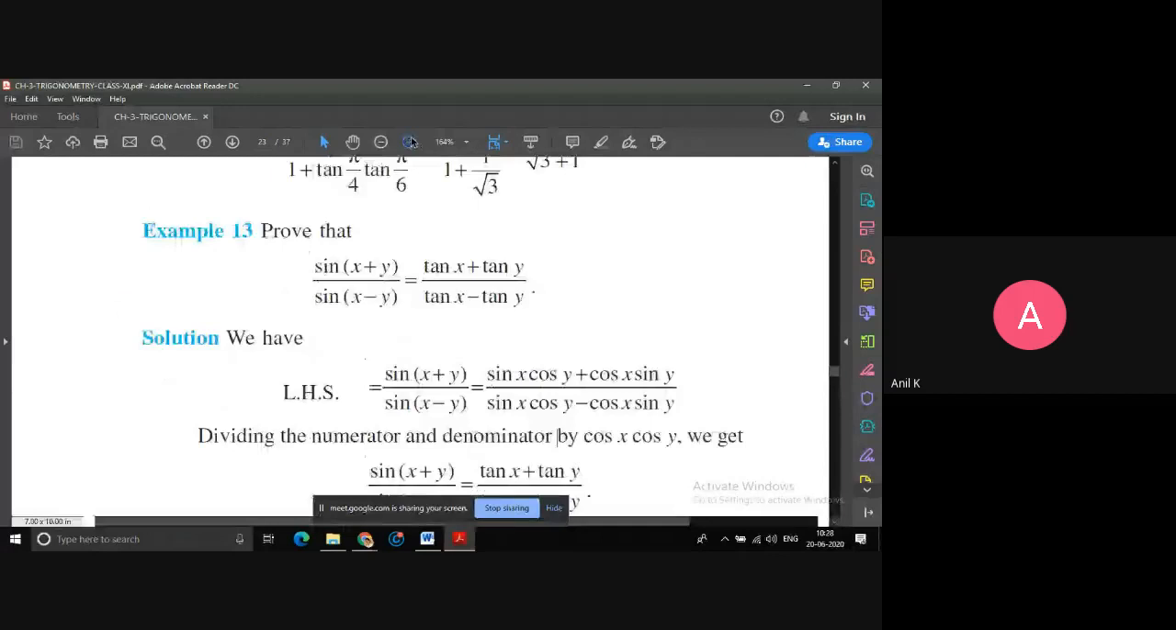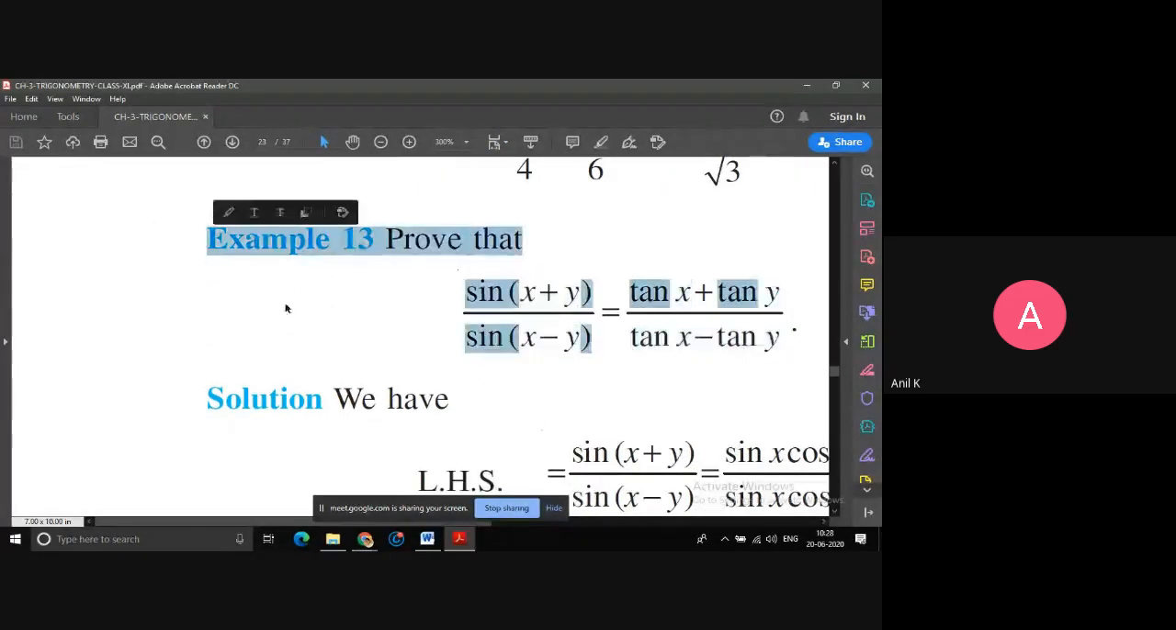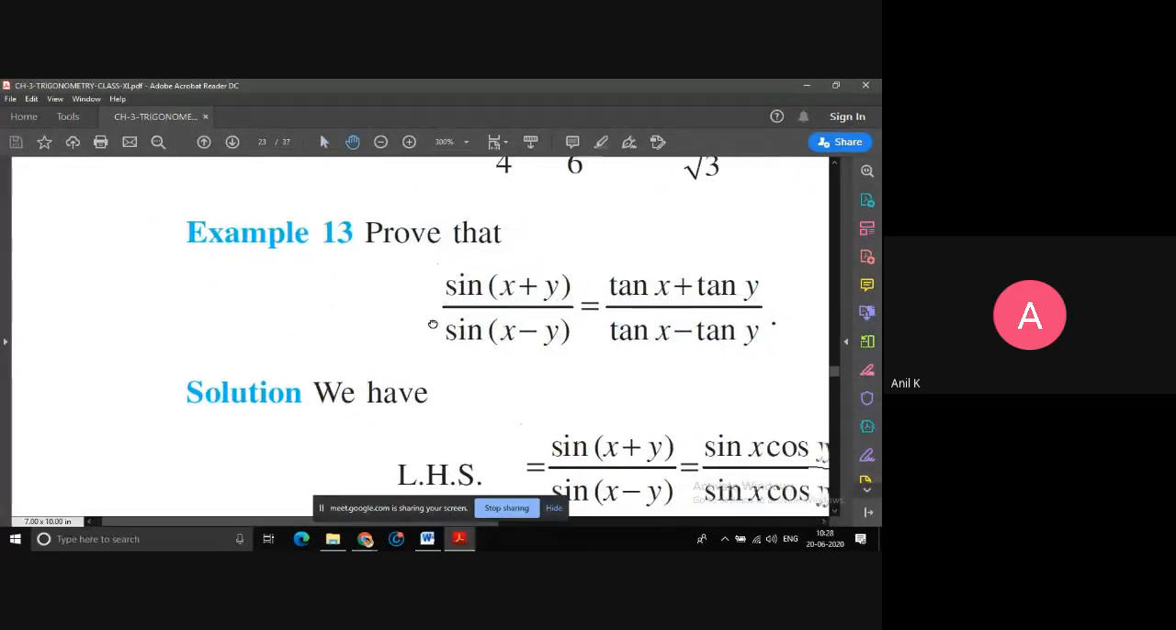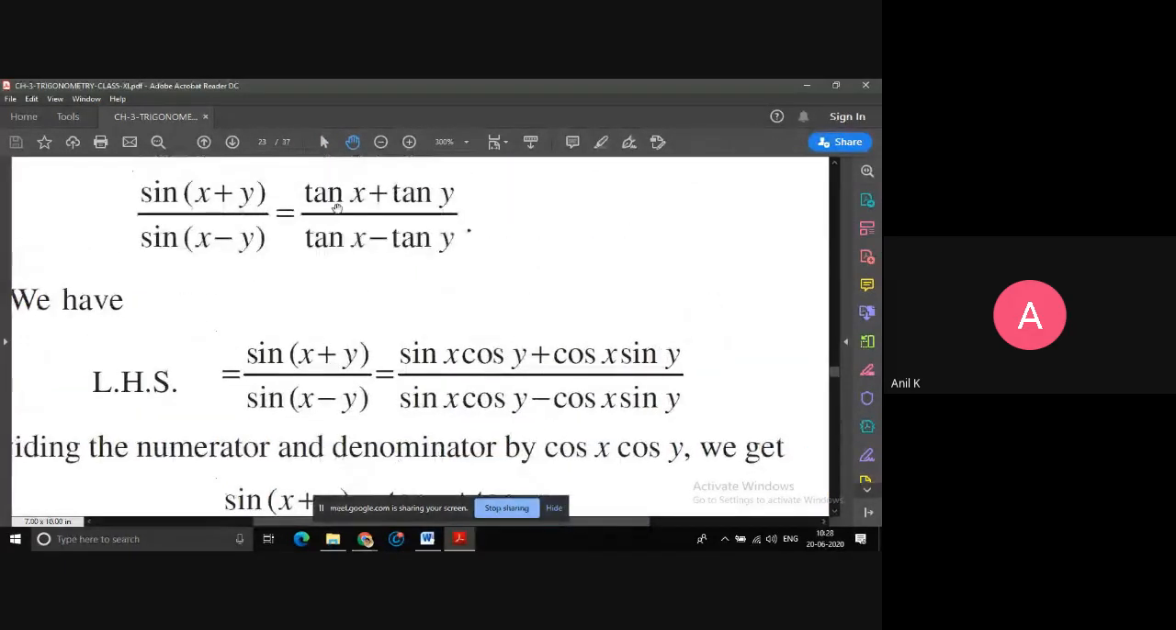Let me put both the windows. Here tan x is there. Here sin x cos y is there. If I want to convert this term into tan, I need cos x in the denominator, so that sin x upon cos x is going to be tan x, but this cos y is also going to be eliminated. So cos y has to be cancelled.